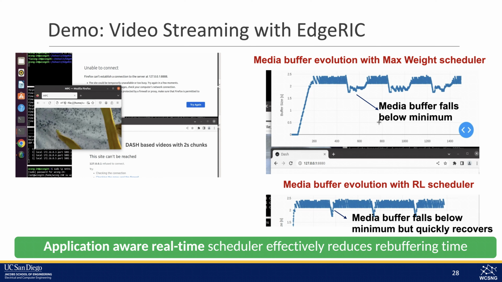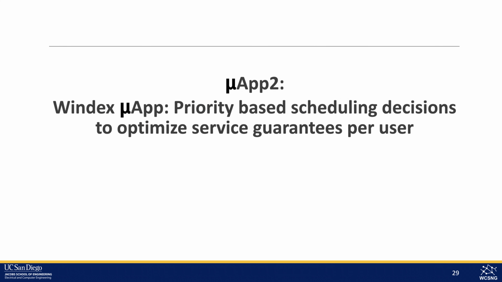So this is what our micro app receives in terms of the states: the CQI and the backlog buffer, which come from the RAN environment, and the application state, which is the media buffer length, pulled in from the video servers themselves. The action again is the scheduling weights sent back to the MAC.